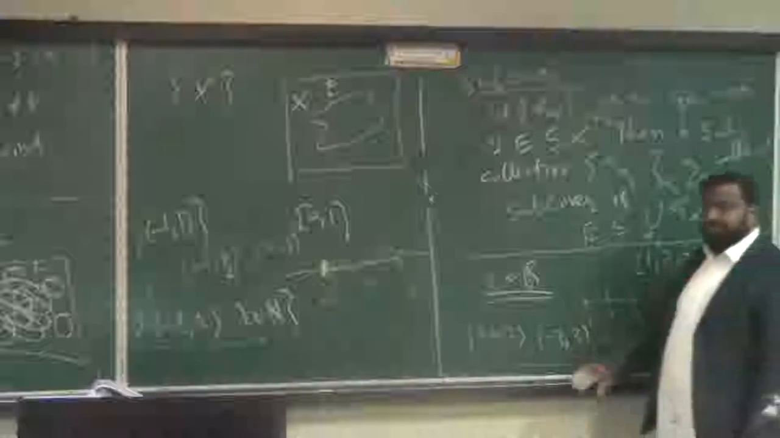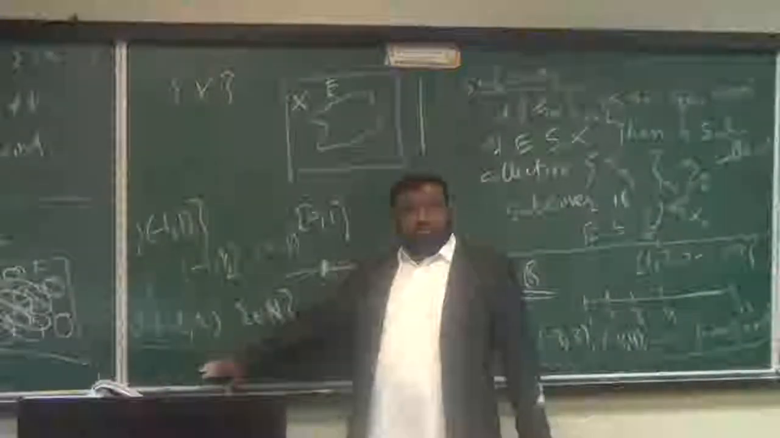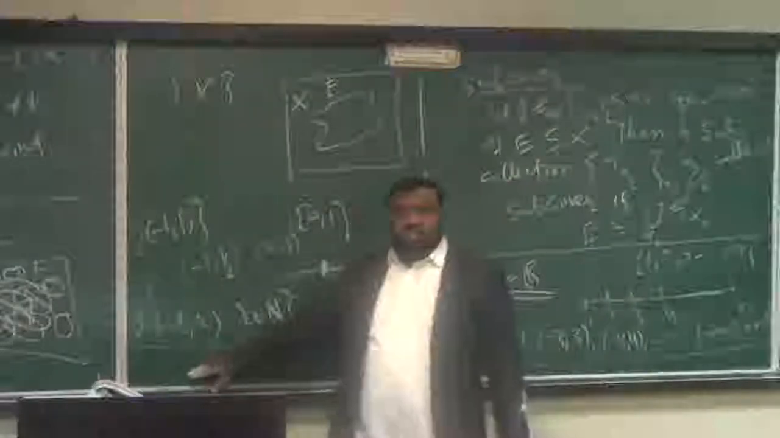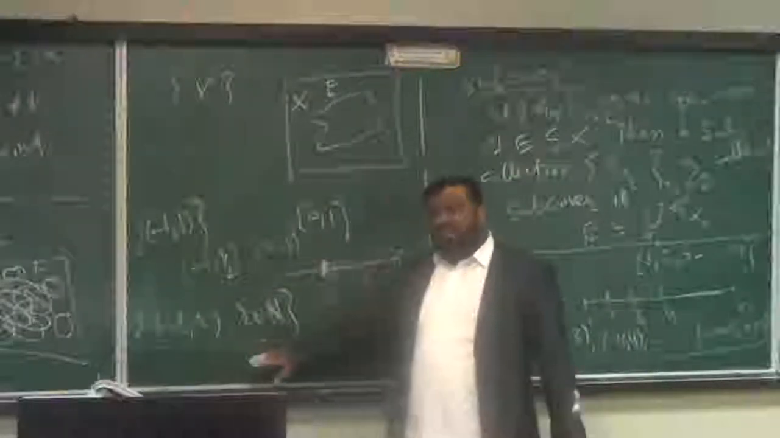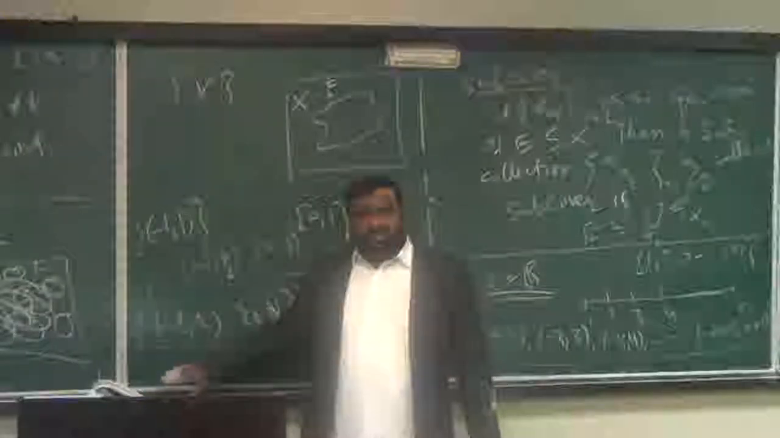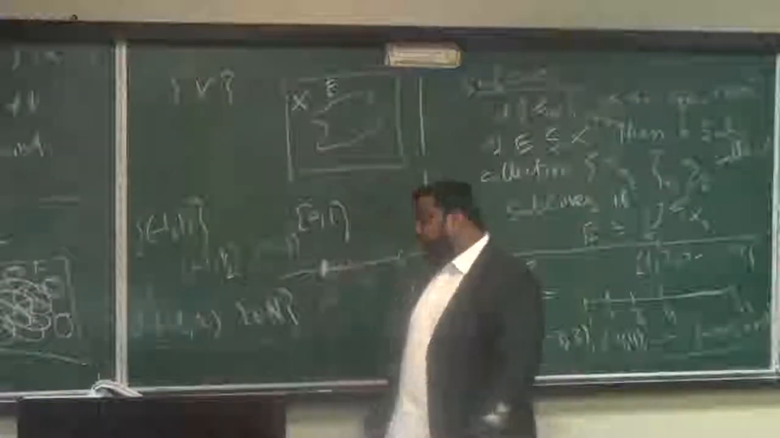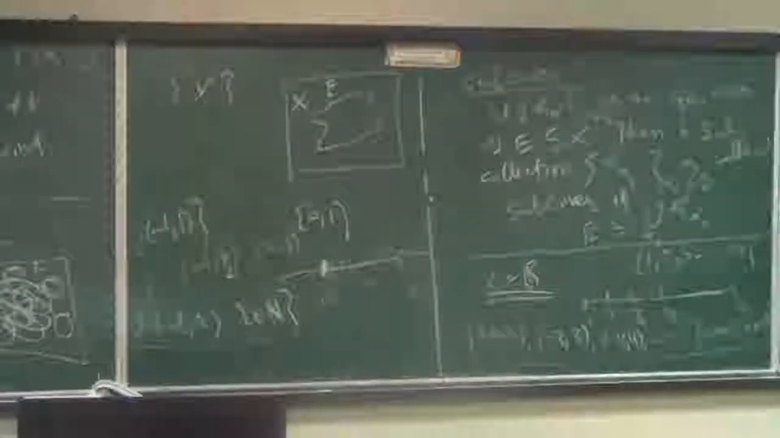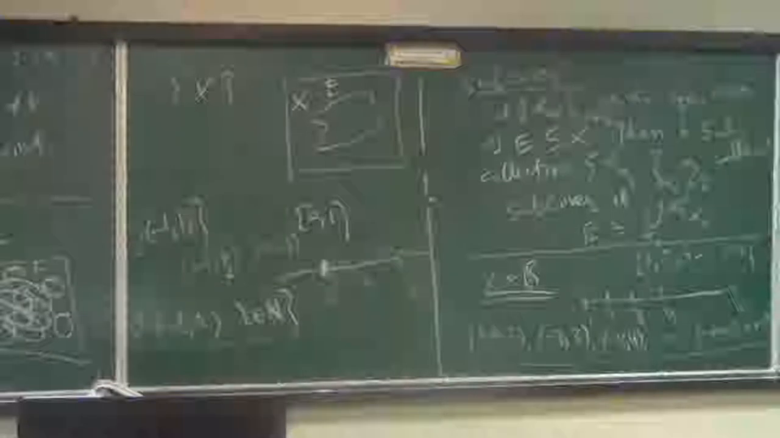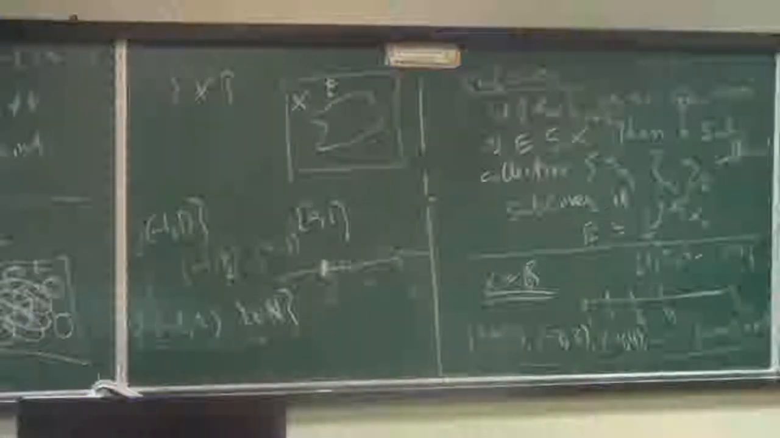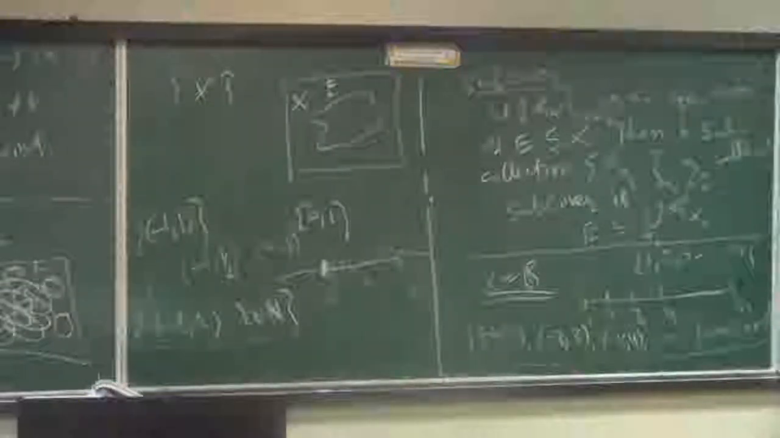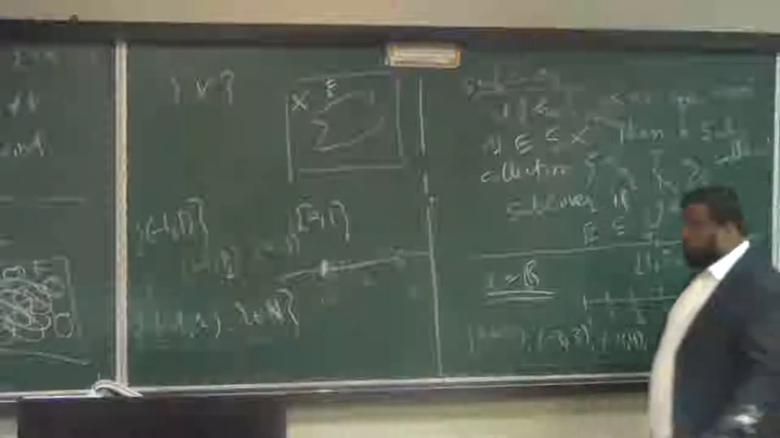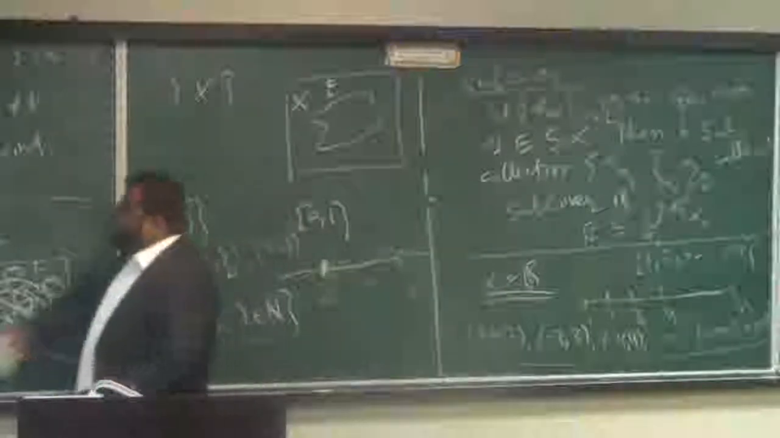How about here? Infinite. There's countably infinite, maybe uncountable. So it's a countable collection of open intervals, while here we have a finite collection of open intervals. Okay? Is it making sense?